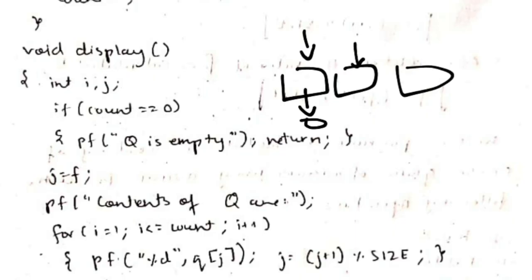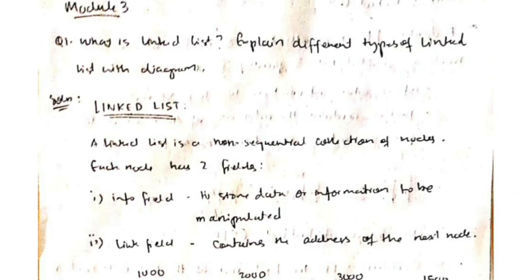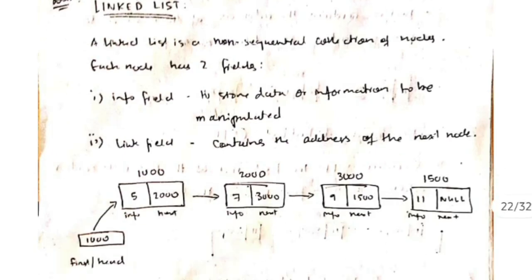Okay, in this question they have asked us what is a linked list and to explain the different types of linked list with diagram. So basically, what is a linked list? In a linked list you will have the nodes here, and in the nodes you will have 2 parts. The first one is the information part and the second is the link field. The information part will have the data and the link field will point to the next node.